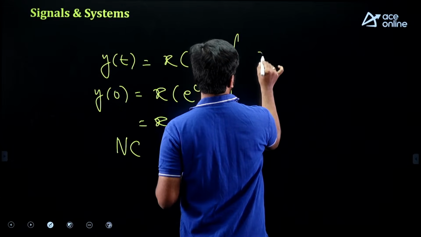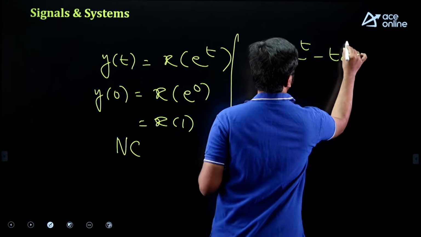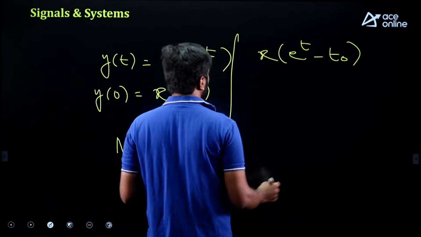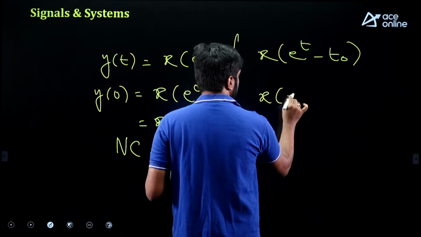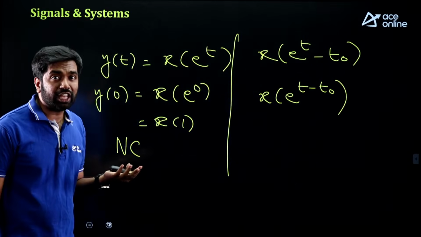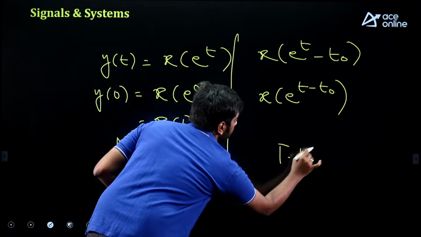So what would be the output due to delayed input? It would be x of e power t minus t naught. So this is equation 1, let's say, and let's also find the delayed output response, which is like this. Are they both same? They are not same. Hence it is time variant system. Therefore the answer is non-causal and time variant.